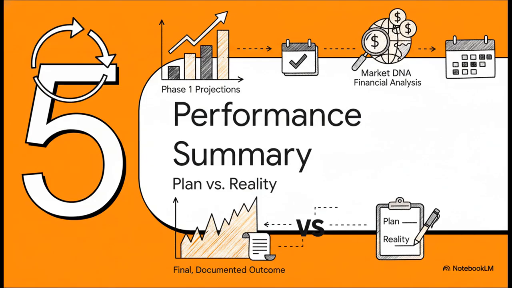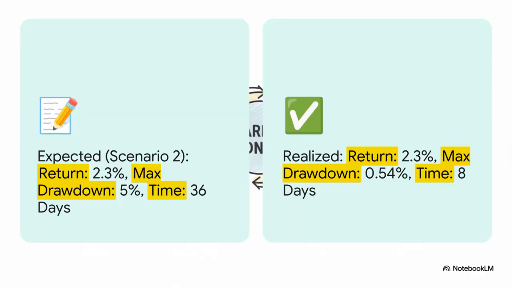All right, so the cycle's done. Now it's time to look back and see how things actually played out. Let's jump into the performance summary and compare those initial projections from Phase 1 with the final real-world outcome. Okay, this slide really tells the story, doesn't it? The expected return for Scenario 2 was 2.3%. The realized return? Bang on, 2.3%.